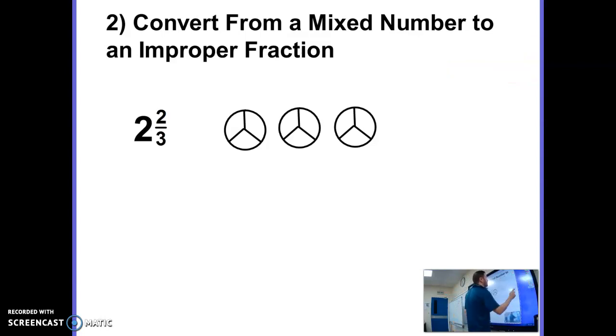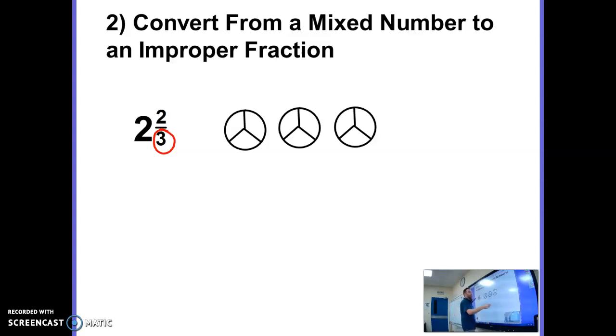So if I want to convert a mixed number to an improper fraction, it's useful to picture it in your mind the first couple of times. You don't have to do this, but I think it's useful to know what's going on. So here we go. We're dealing with thirds. We know we're dealing with thirds, with two whole ones and 2/3.